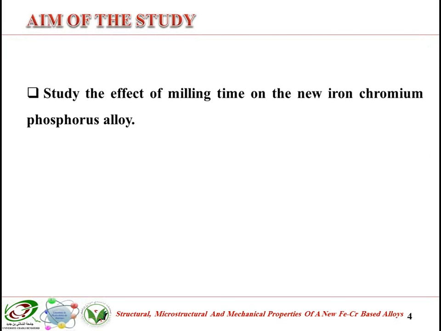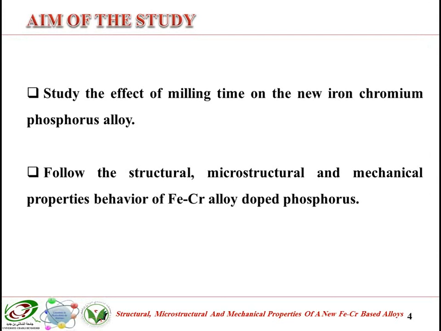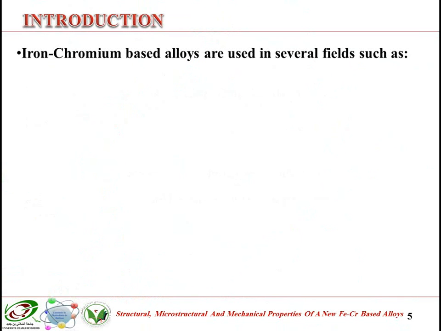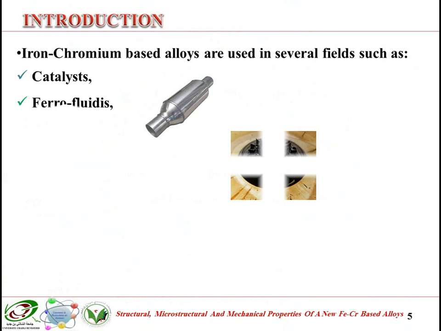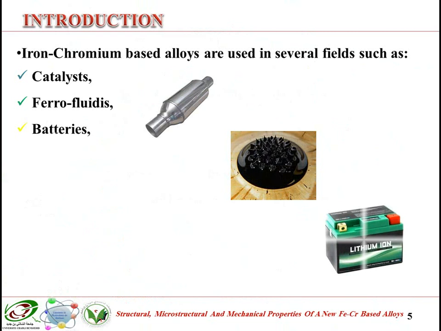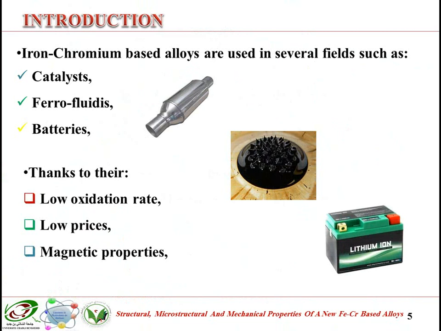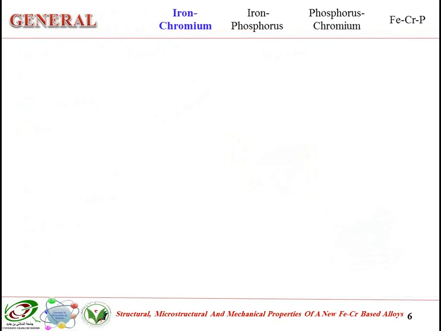The aim of our study is to examine the effect of milling time on the new iron chromium phosphorus alloys and follow the structural, microstructural and mechanical properties behavior of iron chromium alloy doped with phosphorus. Iron chromium based alloys are used in several fields such as catalysis, ferrofluids, and batteries, thanks to their low oxidation rate, low prices, and magnetic properties.